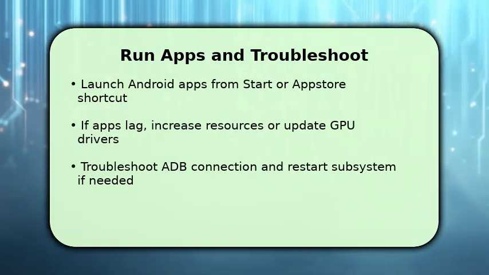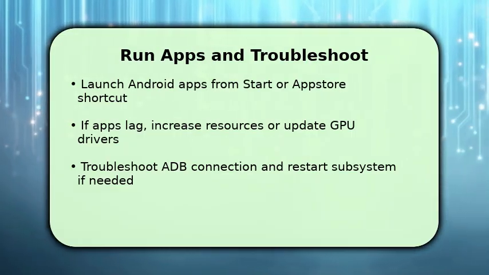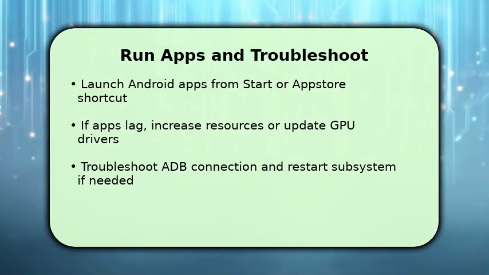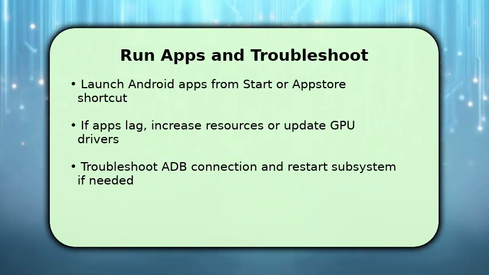If an app won't install, re-enable developer mode, reconnect ADB, and restart the Windows Subsystem for Android service. This single troubleshooting step resolves installation or connection hiccups in most cases.